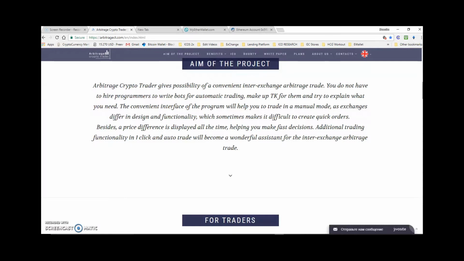The convenient interface of the program will help you trade in the manual mode, as exchanges differ in design and functionality, which sometimes makes it difficult to create quick orders. Besides, a price difference is displayed all the time, helping you make fast decisions. Additionally, trading functionality in one click and auto trade will become a wonderful assistant for the inter-exchange arbitrage trade. Interesting.